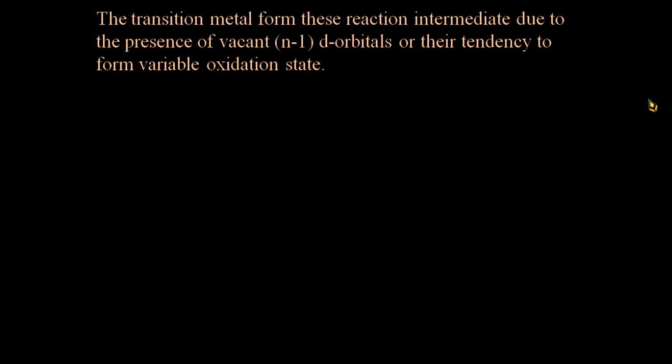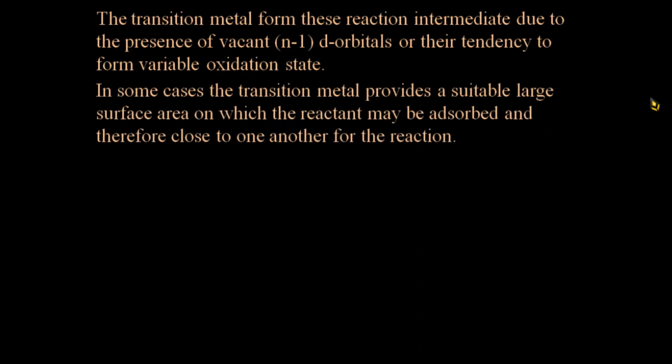That means these are elements which show variable oxidation states, or different oxidation states, more than one oxidation state. Most of the transition series elements show more than one type of oxidation state. They start from +1 to +7. That means there is variety in the oxidation state of a transition metal, so we call it a variable oxidation state. This is the second reason why they form intermediates with the reactant and form the product.